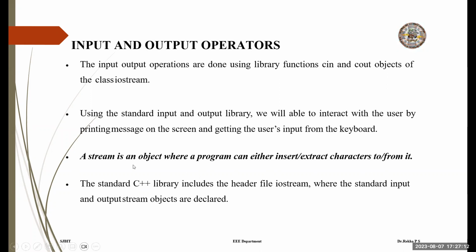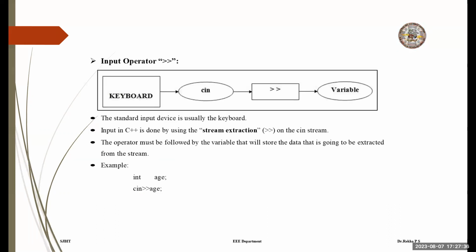A stream. What do you mean by a stream? It is an object where a program can either insert or extract characters to or from it. The standard C++ library includes the header file iostream. iostream is input-output stream, where the standard input-output stream objects are declared.